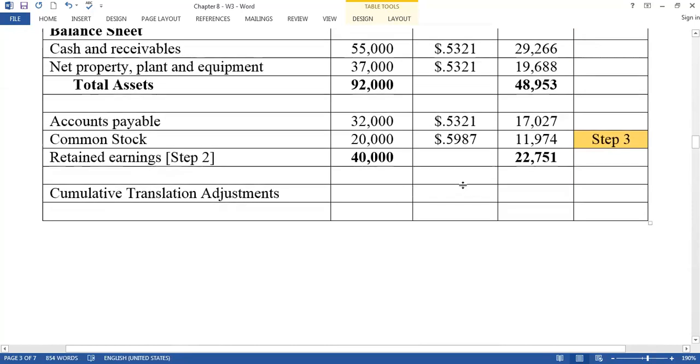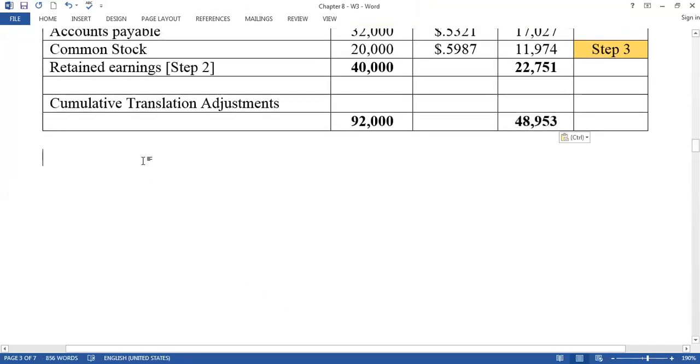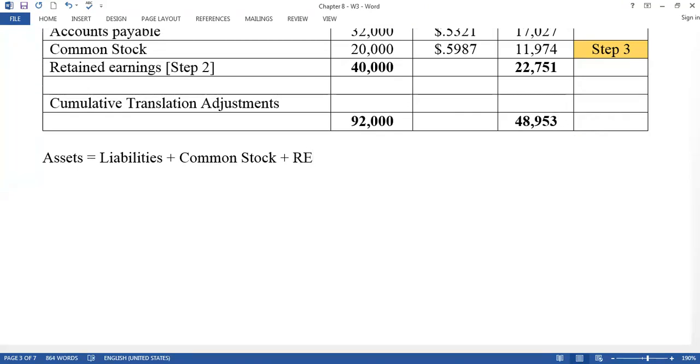Now we need to do the adjustment because we know that the asset, this is our asset. When we translate our asset is $48,953, right? And we know that asset equal liabilities plus common stock plus retained earnings. We should have the same amount. So we find that our asset is this. But what about our liabilities, common stock and equity? If we add everything, it is 51,715.